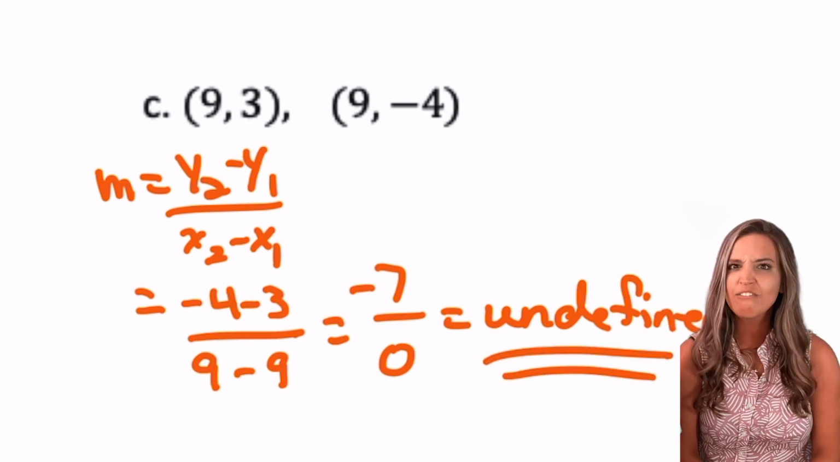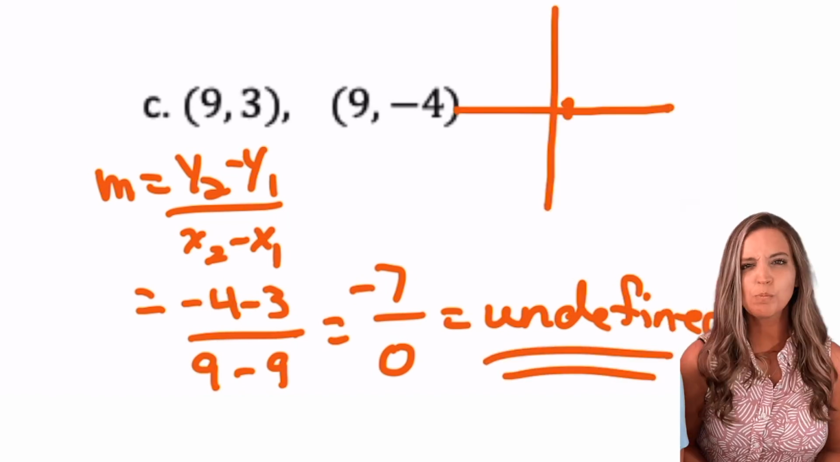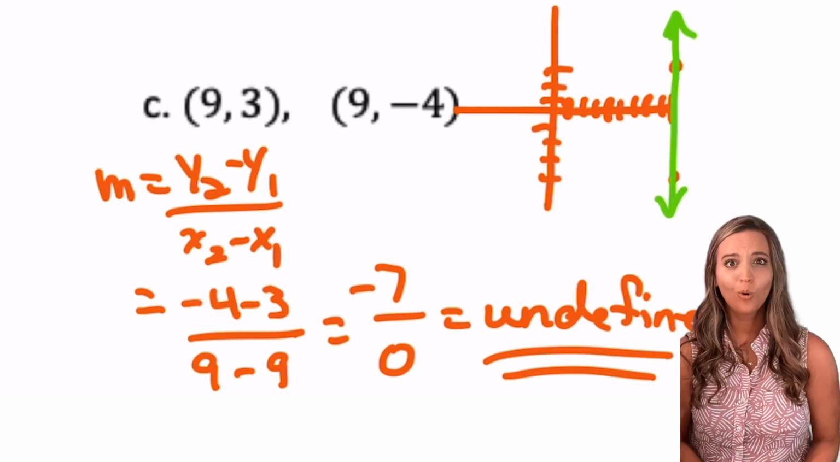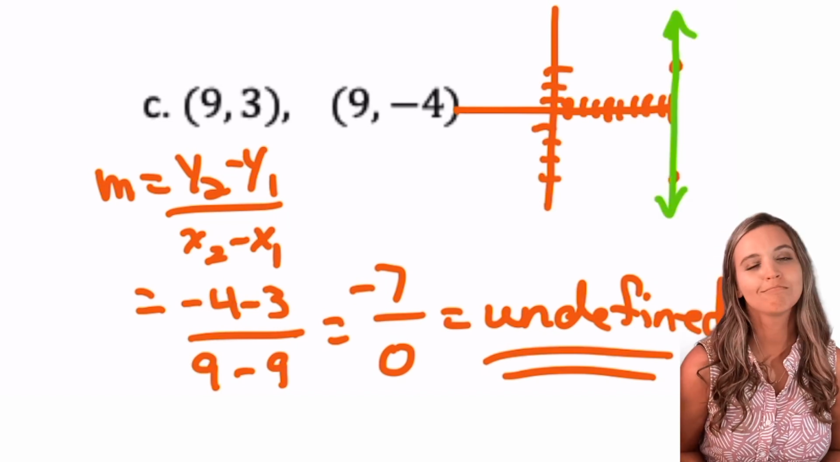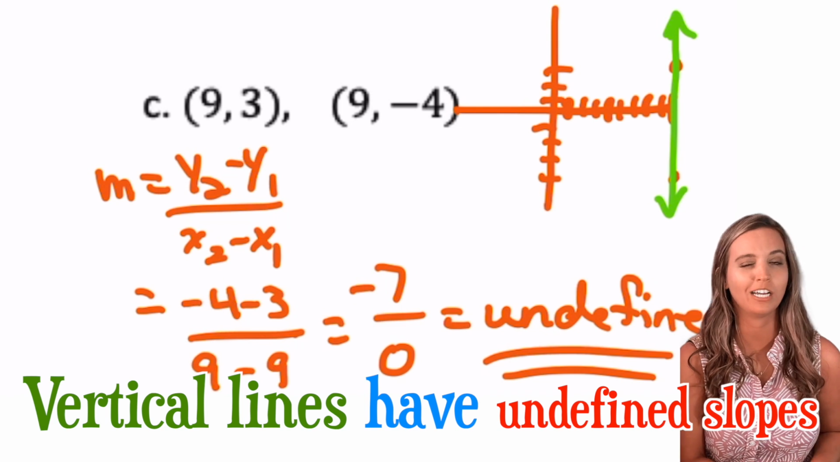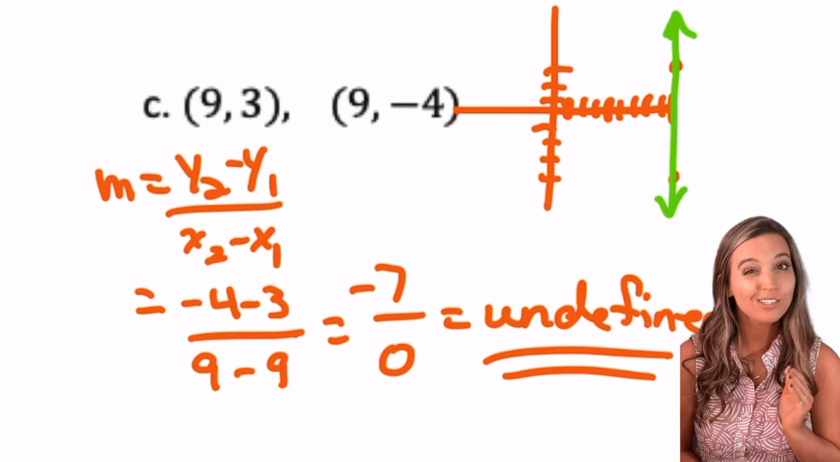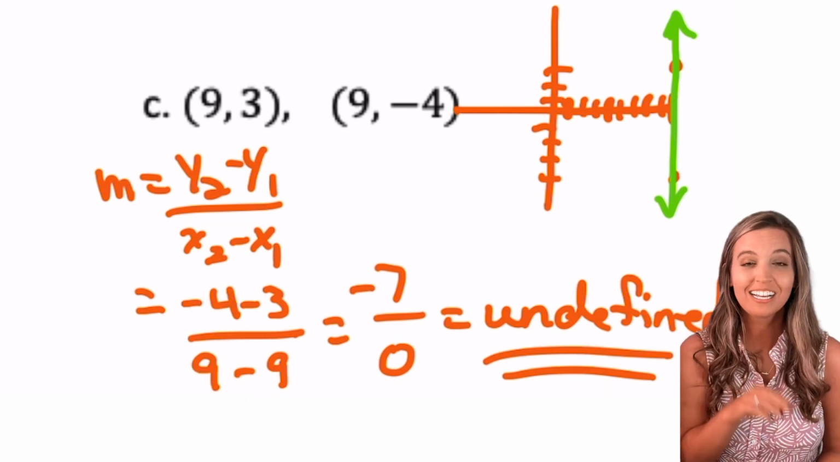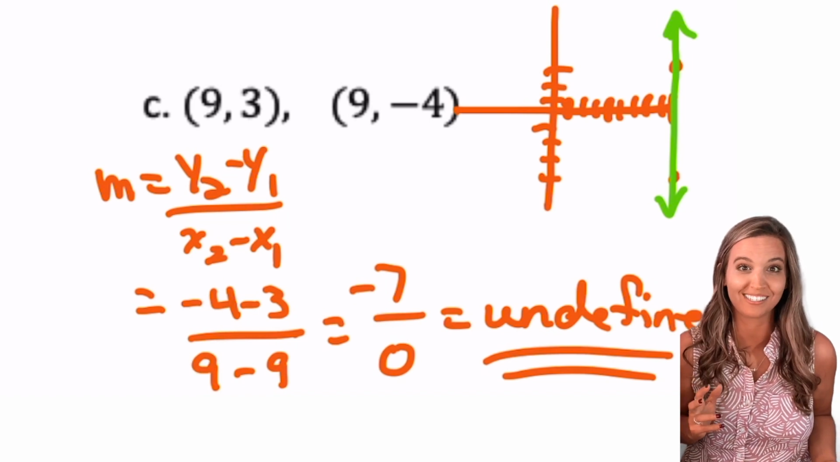Wonder what an undefined slope looks like. Let's plot these 2 points and find out. Would you look at that? It's a vertical line, so any vertical line has an undefined slope. Later we'll learn that this is also not a function because it doesn't pass the vertical line test.